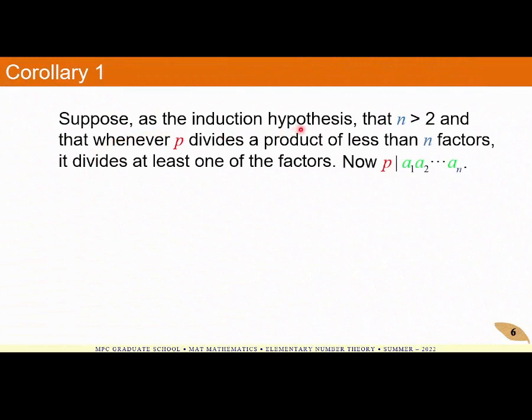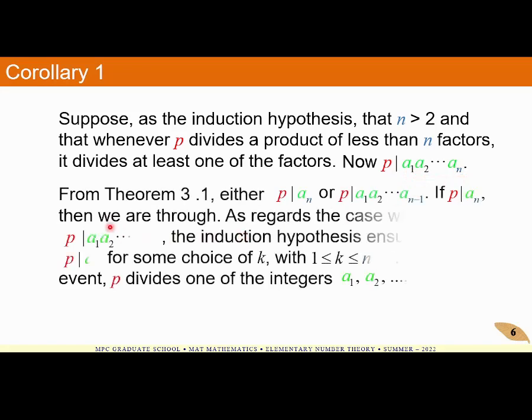Suppose, as the induction hypothesis, that n is greater than 2, and that whenever p divides a product of fewer than n factors, it divides at least one of the factors. Now, p divides the product of a sub 1 times a sub 2 up to a sub n. From Theorem 3.1, either p divides a sub n or p divides the product of a sub 1 times a sub 2 up to a sub n minus 1. If p divides a sub n, then we are done.